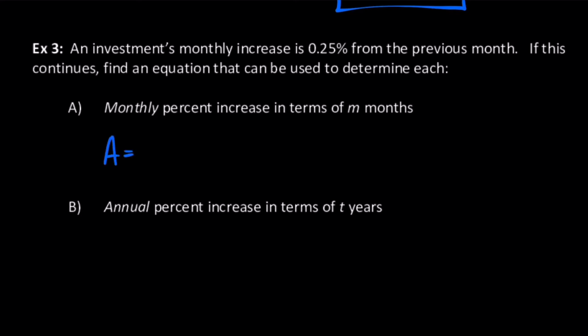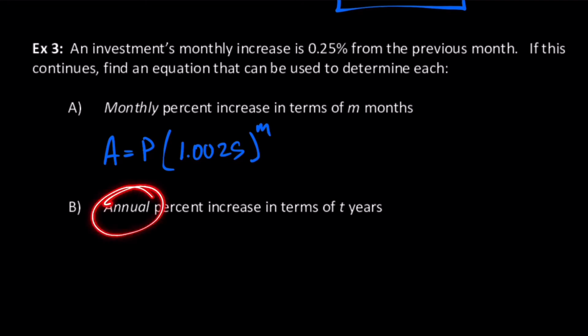So for this one, I'll do a equals our initial amount, which we don't know what it is. It's going to change. 0.25%, we have to be careful. That's 0.0025. So that's 1.0025 to the m months. Now, annual. How does this unit of time compare to m months? It's more. More means multiply.